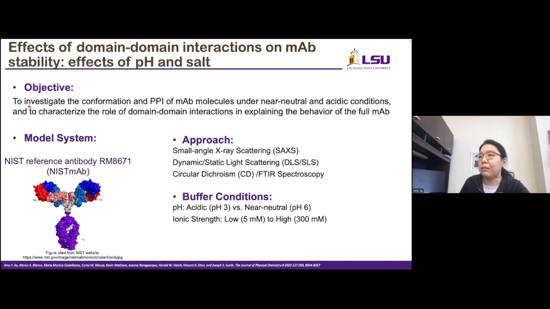And for this study, we have a special focus to characterize the roles played by different domains, either the Fabs or the Fcs, and how their interactions could affect the behavior of the full monoclonal antibody themselves. So the model system that we use for this study, not surprisingly, is the NIST antibody reference material, RM8671, also known as NISTmAb.